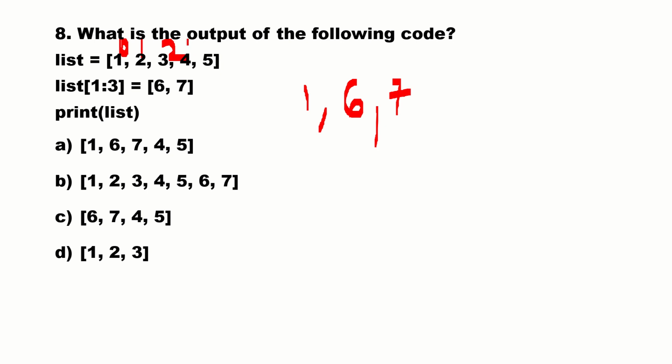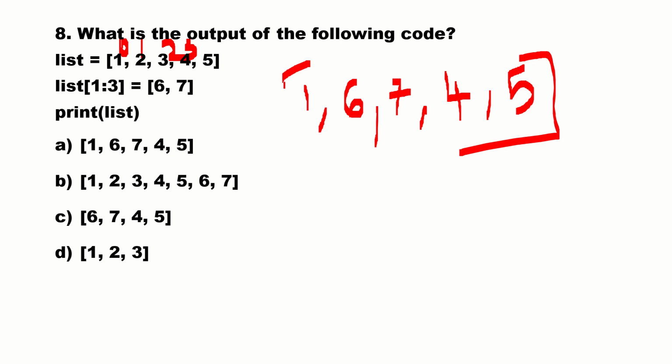Will it change the third index? No, the third index will not change, because whatever is mentioned, it will not change up to that. Means if it is 3, it means 1 and 2. So third will not change. That element will be repeated similarly. And for that 5, nothing changes. So the correct option is 1, 6, 7, 4, 5.